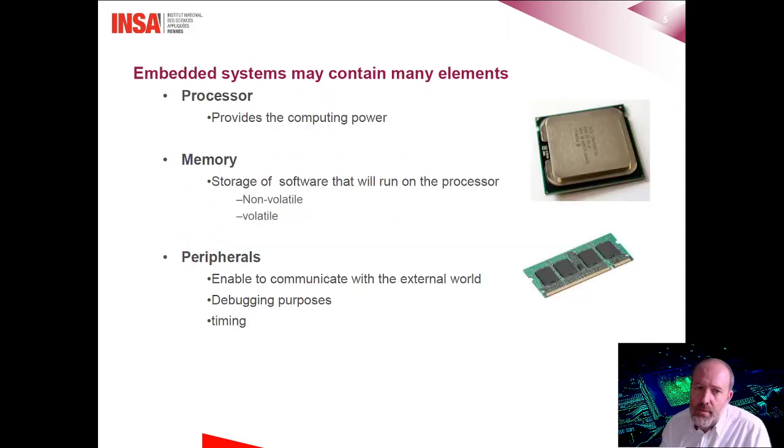Embedded systems can usually contain more than one component. The first of these is the processor, which will provide the computing power and allow processing to be carried out. Associated with this processor, there is always a memory, which will be used to store the program which will run on the processor. And there, we find different types of memory, such as memories which are non-volatile, generally those which contain the program or code memory.